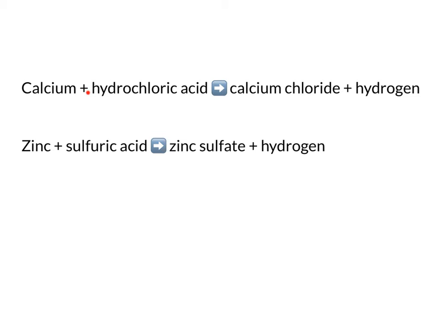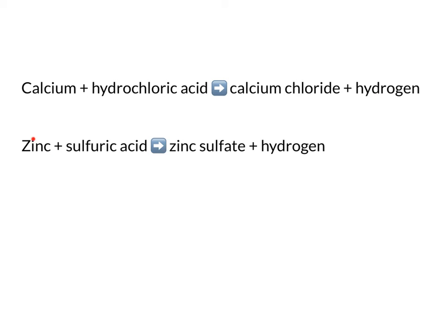Here we have calcium reacting with hydrochloric acid. So the salt that's going to be made will start with calcium, and because it's hydrochloric acid, the end of the name of the salt will be chloride, so calcium chloride. And when we react an acid and a metal, we always get hydrogen made.